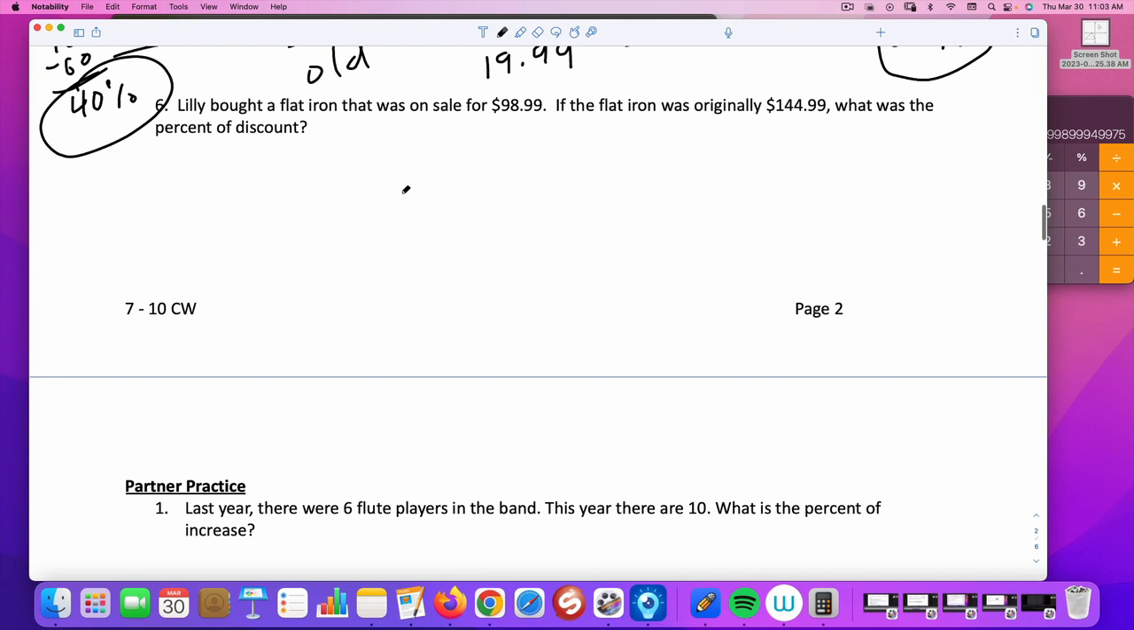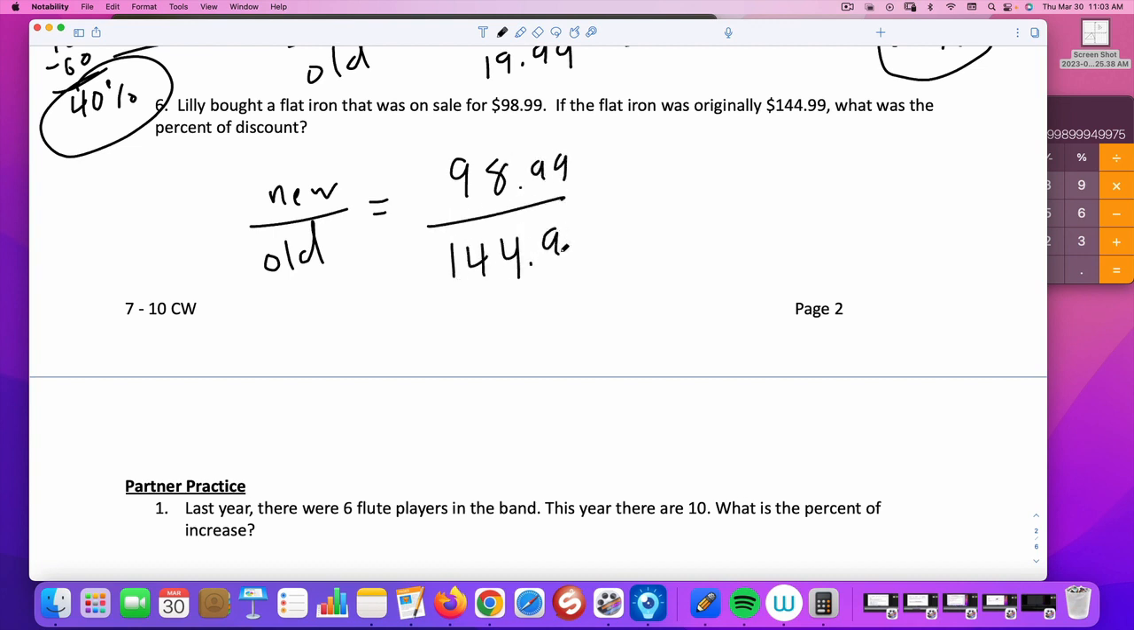Last one, I'm going to cold call number 6, make sure we got this set up. Lily bought a flat iron that was on sale for $98.99. If the flat iron was originally $144.99, what was the percent discount? Tessa, what number goes on the top of my equation? Good.